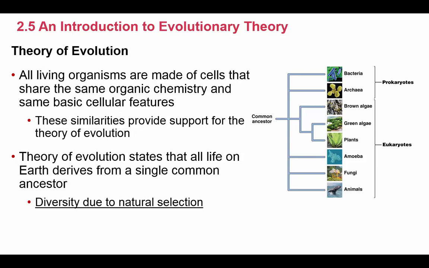And so because of these similarities, they support this idea that all life on Earth was actually derived from a common ancestor. And so we started out with a common single-celled organism, and as it continued to divide, and as the divisions happened, diversity grew because of something we call natural selection. And this turned into all the different categories of living things that we now have today.